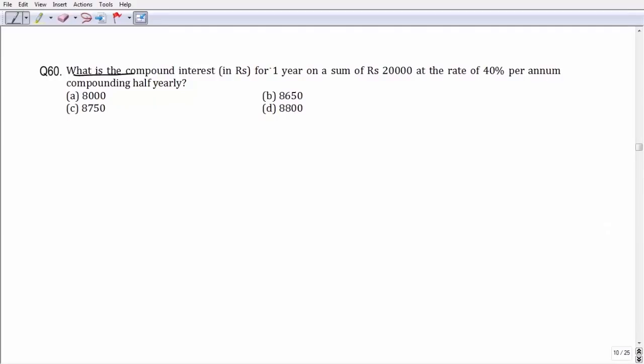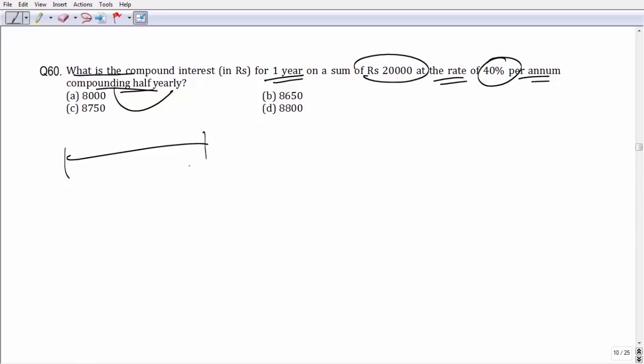It says, what is the compound interest for 1 year on a sum of 20,000 rupees at a rate of 40% per annum compounded half yearly? Now, due to the fact that it is being compounded half yearly, that means in a period of 1 year, this rate of 20%, because we know if for 12 months my rate is 40%, then for 6 months my rate would be 20%. So this rate of 20% will act twice on the same amount, that is 20,000.